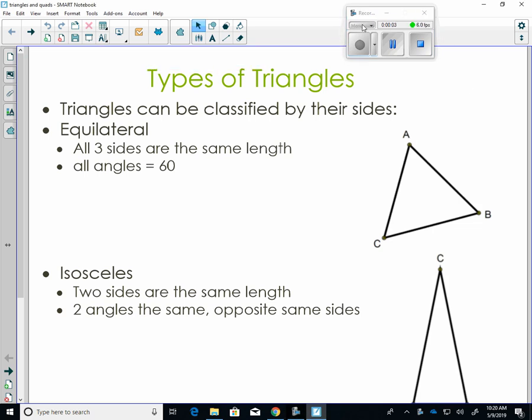So we are looking at different types of triangles today. Triangles can be classified by their sides, and the first one is called equilateral. Just the term equa means what? Equal. Equilateral means like the sides. So an equilateral triangle means that all three sides are the same length, right?